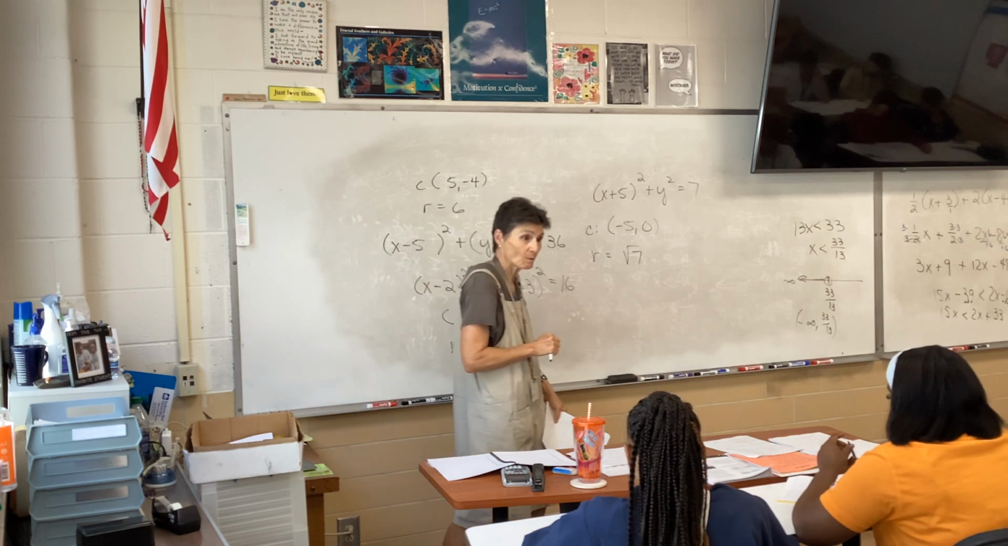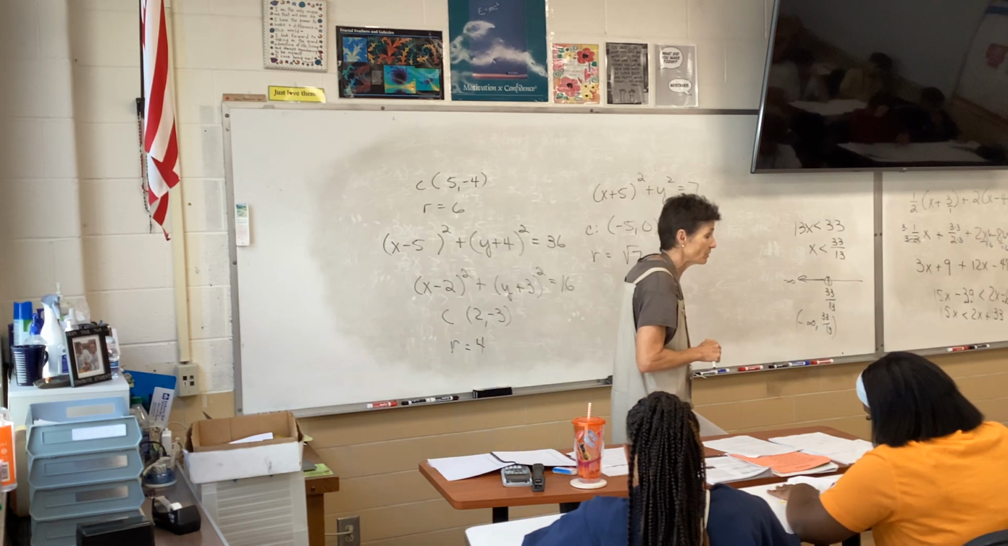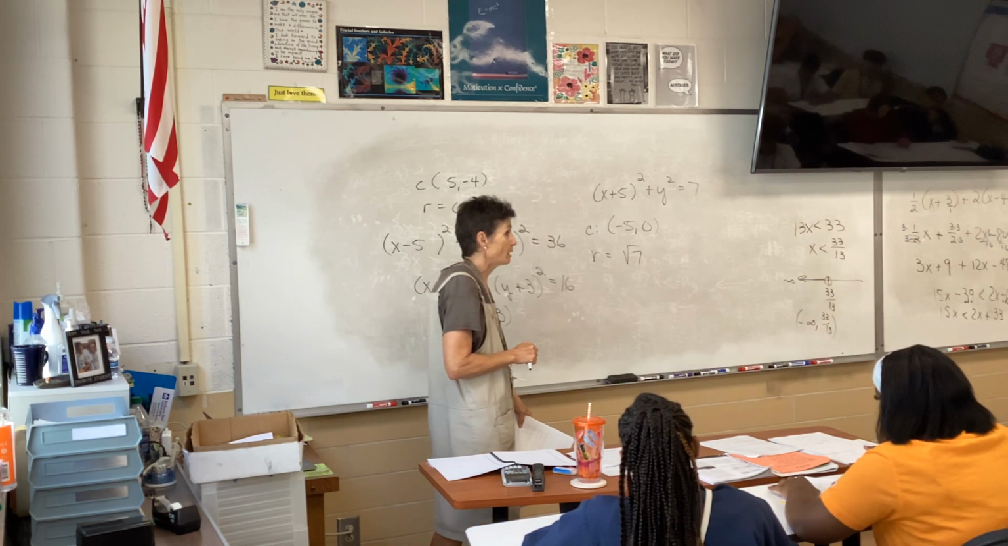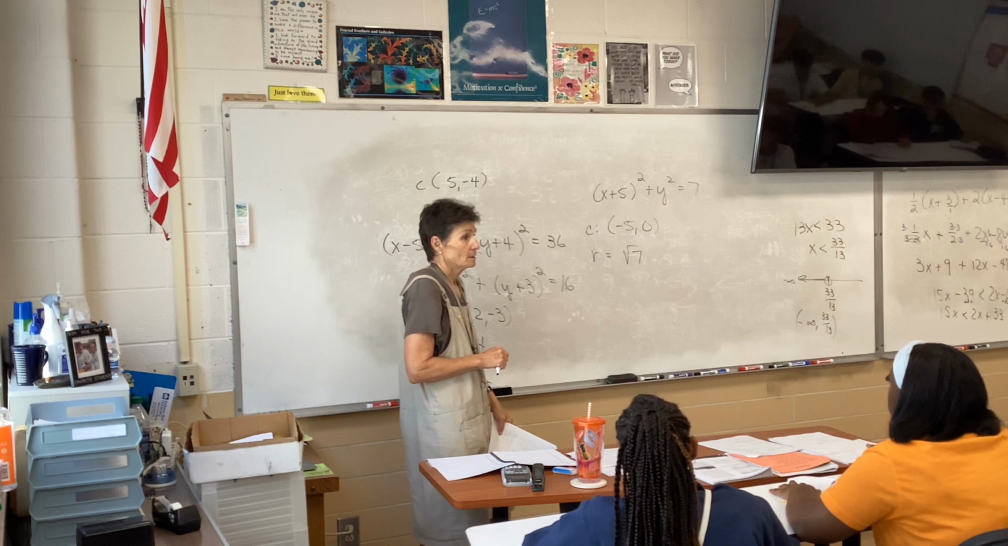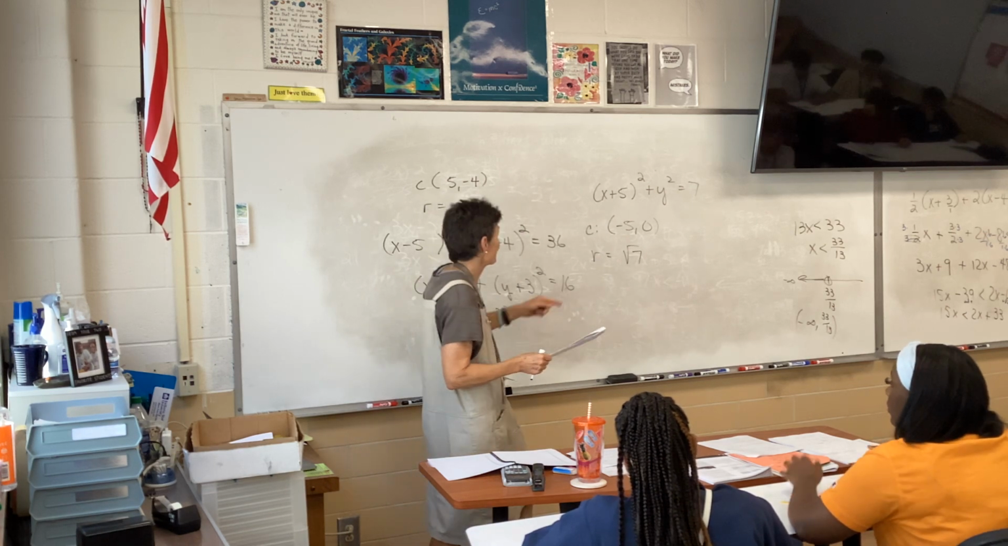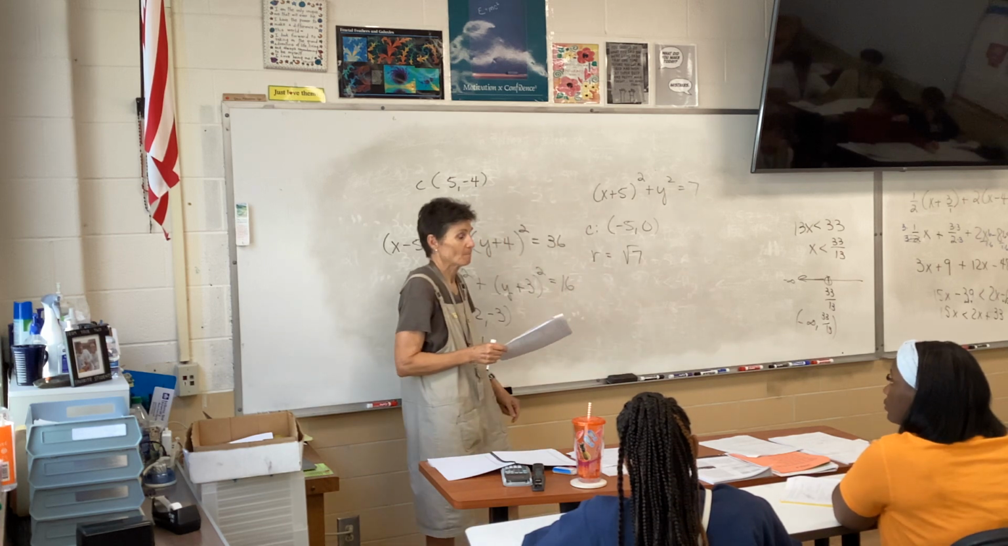Speaking of that, what about C? The origin, (0, 0), is your center. And what is your radius? Square root of 7. Oh, 10. 7 was this one. Square root of 10. Thank you.